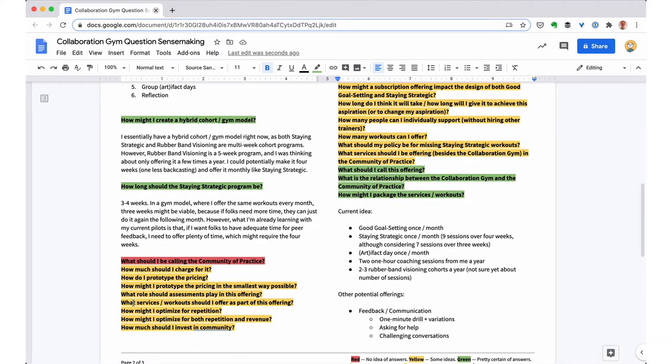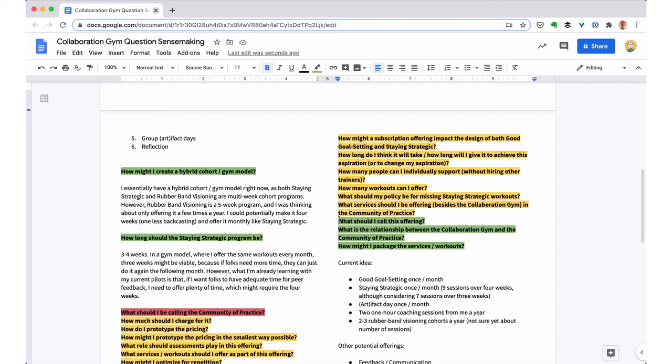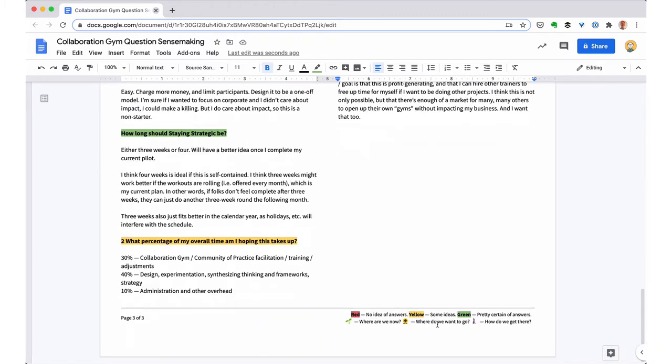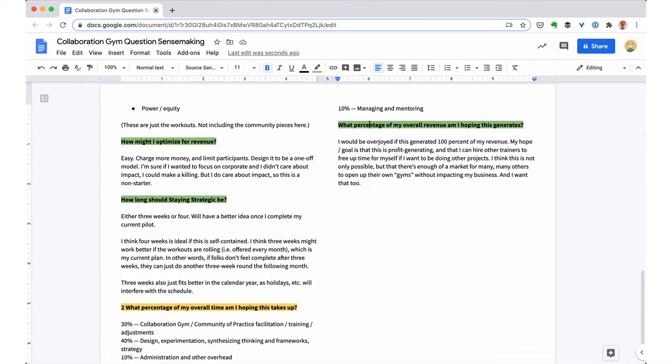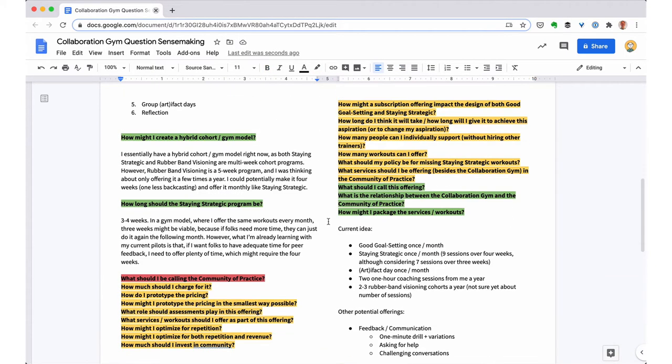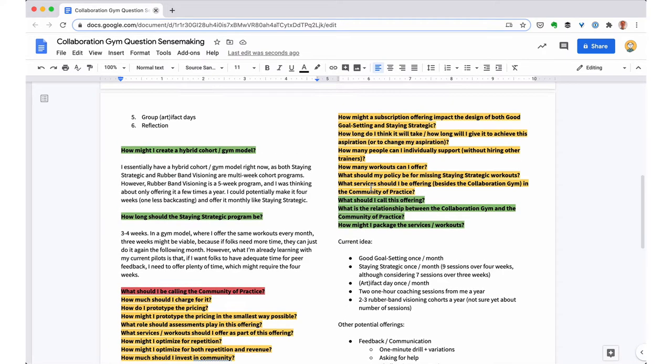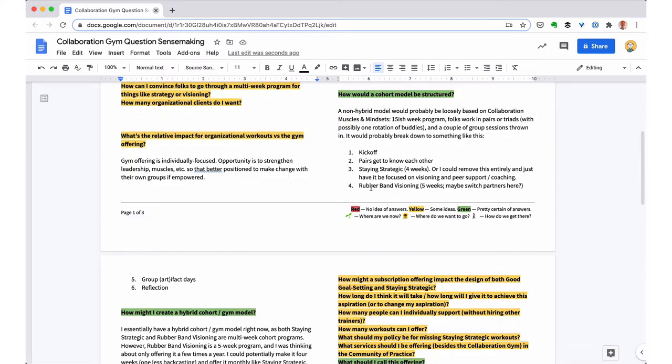And I also did a little bit of cleanup. I got rid of the numerical scores because once you have it color-coded, you don't really need those. What I'm doing right now is I'm adding emojis to the questions. And basically, the emoji scheme works like this.